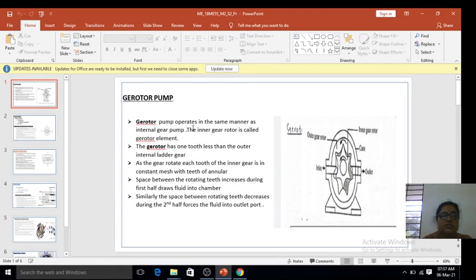Welcome to the second session of module 2. Here I am going to talk about the classification of pumps, starting with the G-rotor motor.